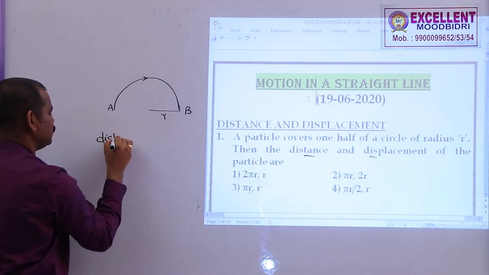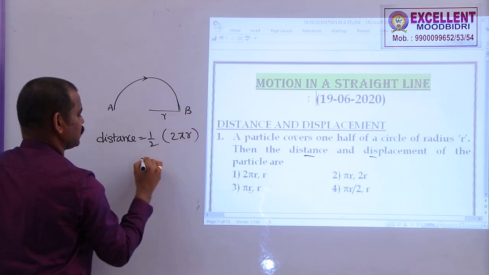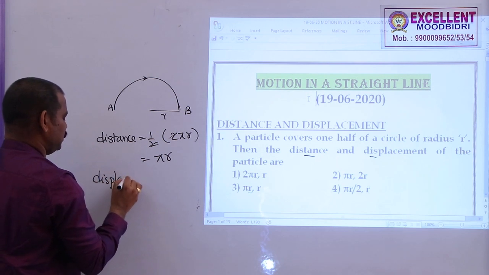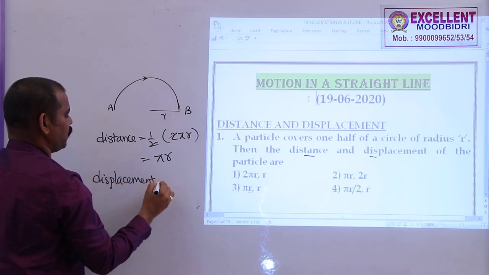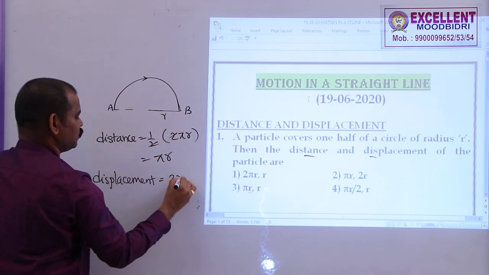Here the distance is half of the circumference of the circle, that is pi r. Similarly, displacement is the shortest distance between the starting point and the ending point, that is from here to here. This is r, that is, 2r, the diameter.